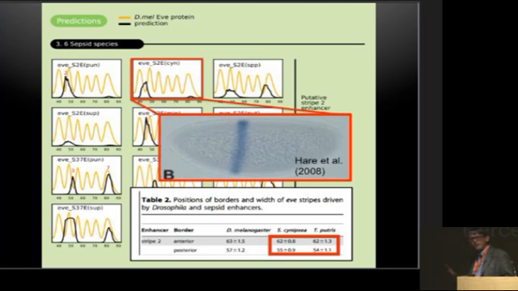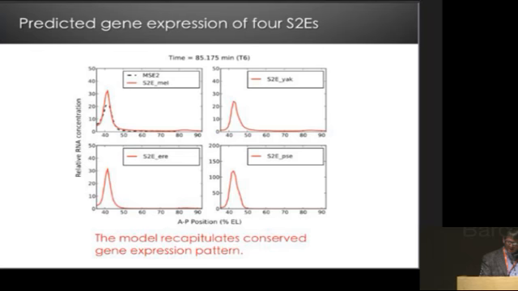Now, we think we understand what's going on mechanistically here, but I don't want to comment about it today because we're checking it experimentally. Instead, I want to talk about some other parts of the problem having to do with the expression of stripe 2 from different Drosophila species, erecta, pseudoobscura, and yakuba, where the model also recapitulates the conserved gene expression pattern.